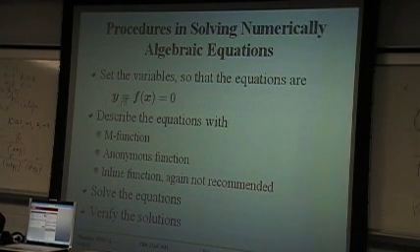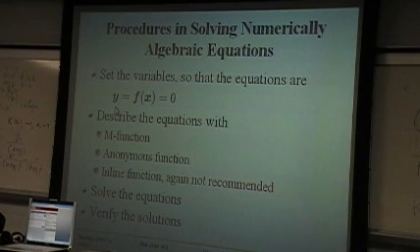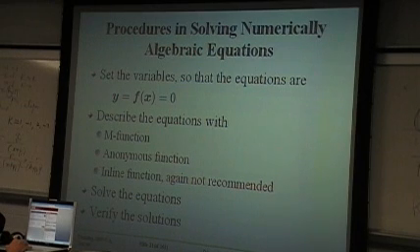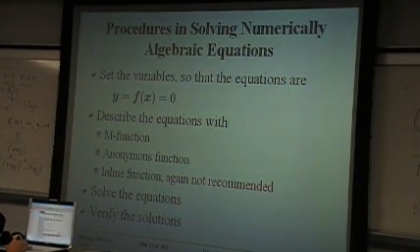To solve this equation, we have to denote the left-hand side of the equation by another variable y. So we will consider y equals f(x) and find the solution of the y. Now I will say something about the procedures in the solution of numerical algebraic equations, and then I will use examples to demonstrate how to solve this kind of equation. So how can we solve this kind of equations?